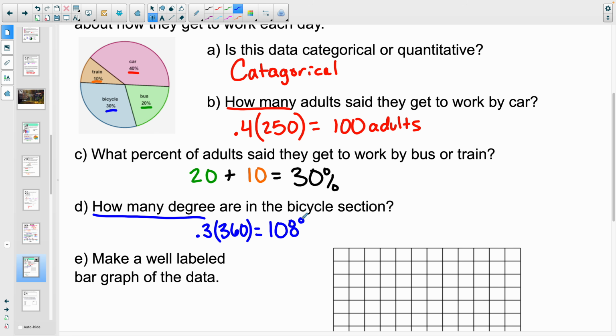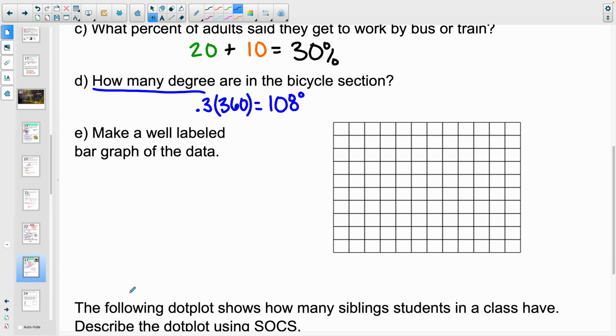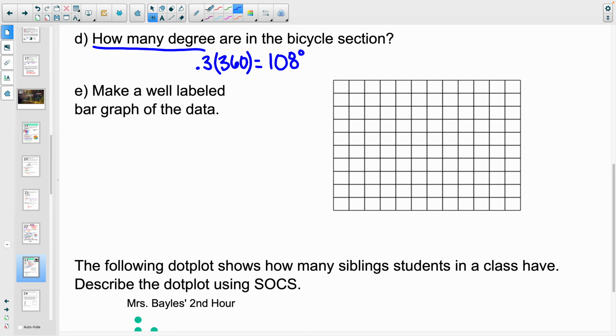Now part E asks us to make a well-labeled bar graph of the data. When you make well-labeled bar graphs, remember we start with the title. We're talking about how adults get to work, or their work commute is what I'm going to call this. Work commute. All of our data is represented with percentages, so that would be a relative frequency. That's what I'm going to title this side, relative frequency. I'm being kind of lazy there. You probably could be more specific and say percent of adults, right?